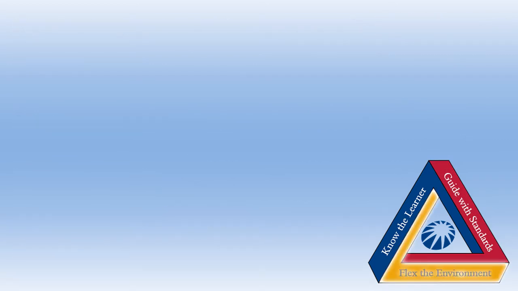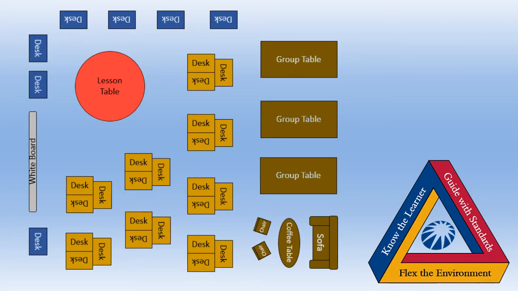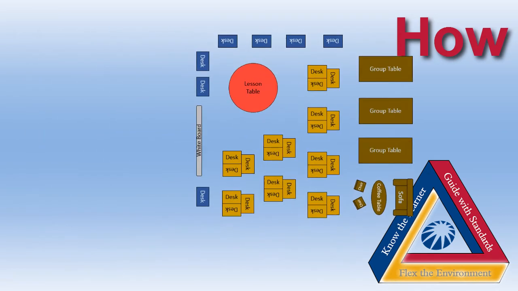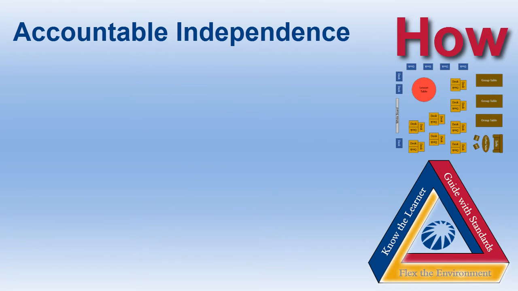Next, let's move on to flex the environment. Because every child is in a different place, academically and personally, it takes a flexible learning environment to reach them all every day. These environments are highly unique to each teacher, content area, and population of students, but there are several important hallmarks. First and foremost among these hallmarks is accountable independence. In a personalized learning environment, students take ownership of their learning and operate with significant independence. This requires structure and accountability.